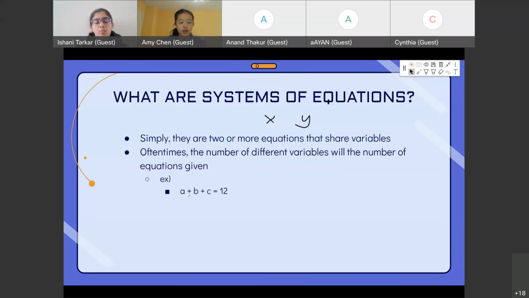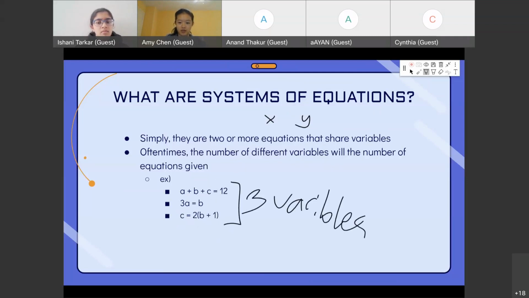For example, one equation might say a plus b plus c equals 12. Another equation might say 3 times a equals b. And a third equation might say c equals 2 times the quantity b plus 1. This is a system of equations with 3 variables. It's a little bit harder to solve, and I don't think we're going to solve those today. But you can see how the first equation has 3 different variables, the second one only had 2 variables, and the third one only had 2 variables, but this whole system still had 3 variables in it.